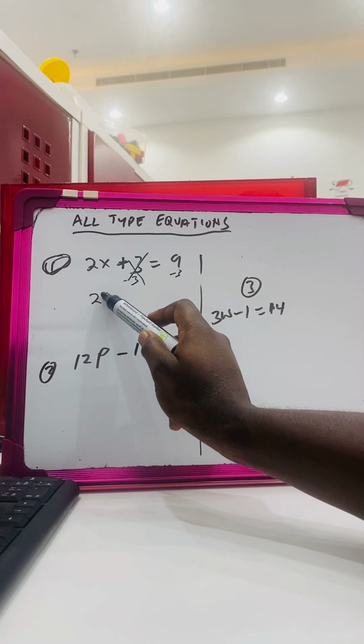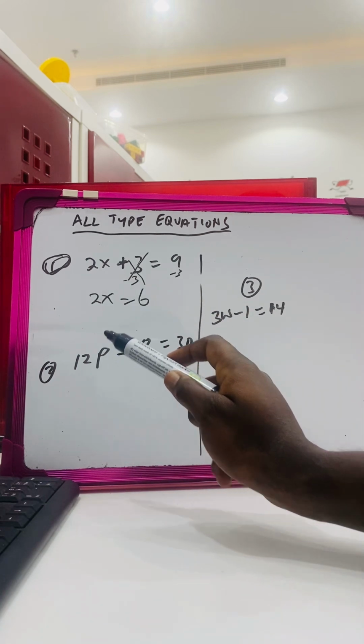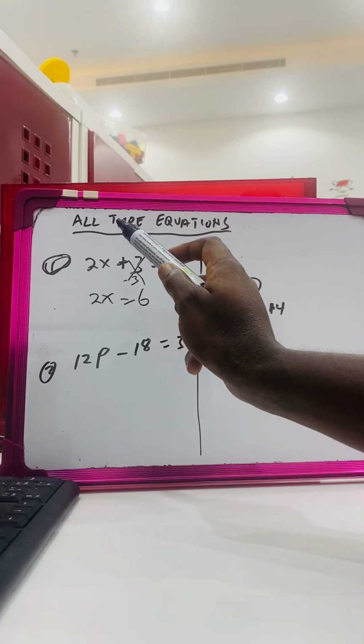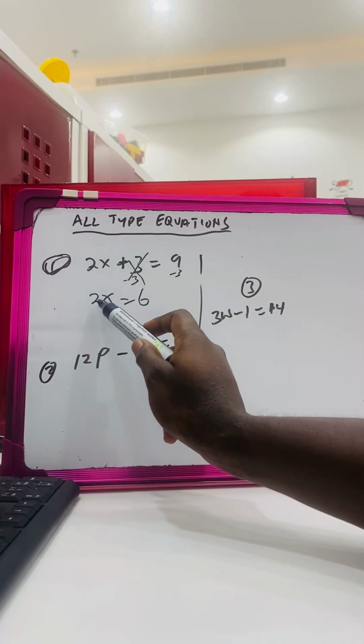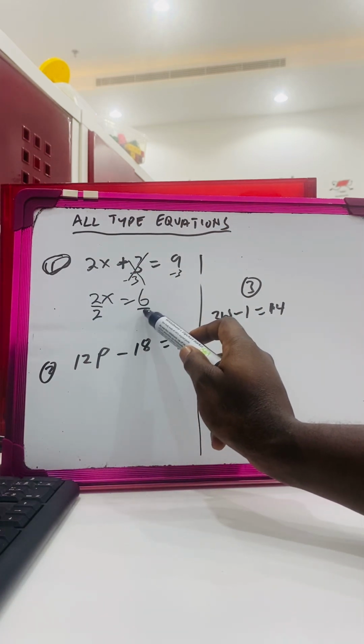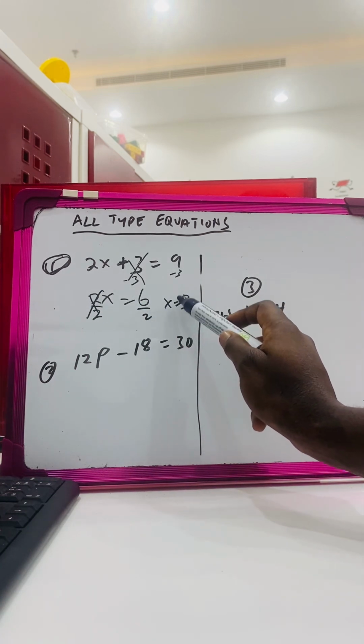What are we left with? We are left with 2x equals 9 take 3, that is 6. So this takes us to a one-step equation. 2 times x is 6. Then I would have to do the opposite, divide and divide. This goes off. Then my x equals 6 divided by 2, which is 3.